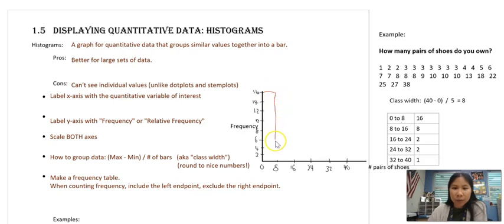It's really hard to draw on the computer. There we go, close enough. My next one is from 8 to 16, and it has a height of 8. So that would be right here.